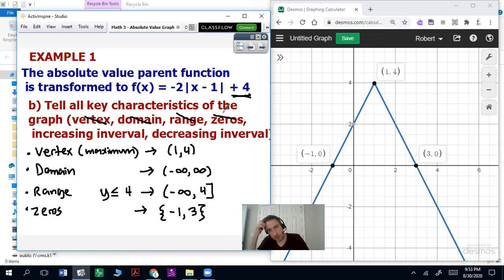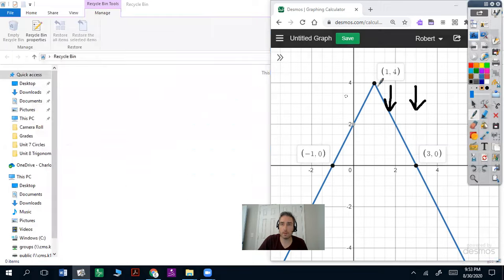And 2 more points, increasing and decreasing interval. On the first graph, the parent function, we talked about the increasing interval being on the right side and the decreasing being on the left side. Well, it's been flipped, so it's going to change. So the increasing is going to be the other way. It's going to be on the left side. So the increasing interval is going to be this interval here. Let me highlight that in like maybe black.